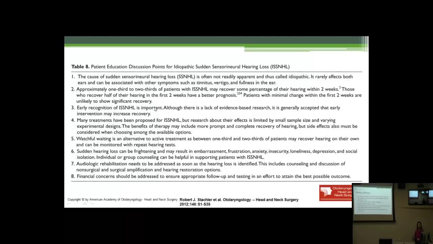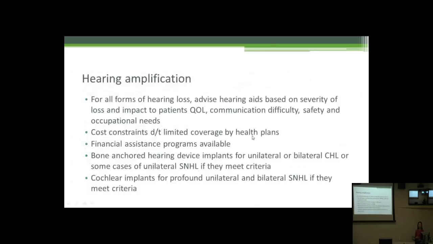Amplification is definitely recommended and advised in patients with hearing loss, whether it's unilateral or bilateral, especially if it's impacting their quality of life, communication, and ability to function and manage their day-to-day activities. Cost is the only problem. Medicare does not cover it at all, and some commercial insurances cover a small portion of the cost of hearing aids. So for those patients, it's a benefit, whereas everybody else is left in the dark.